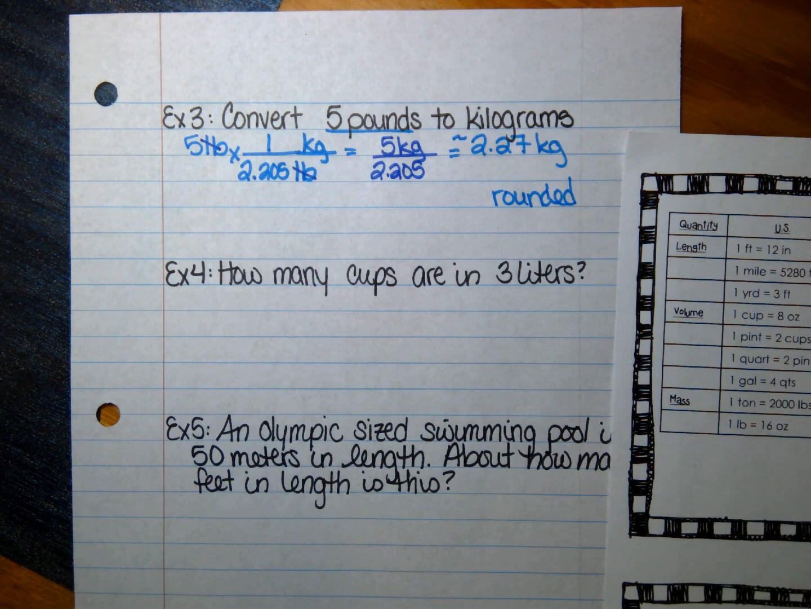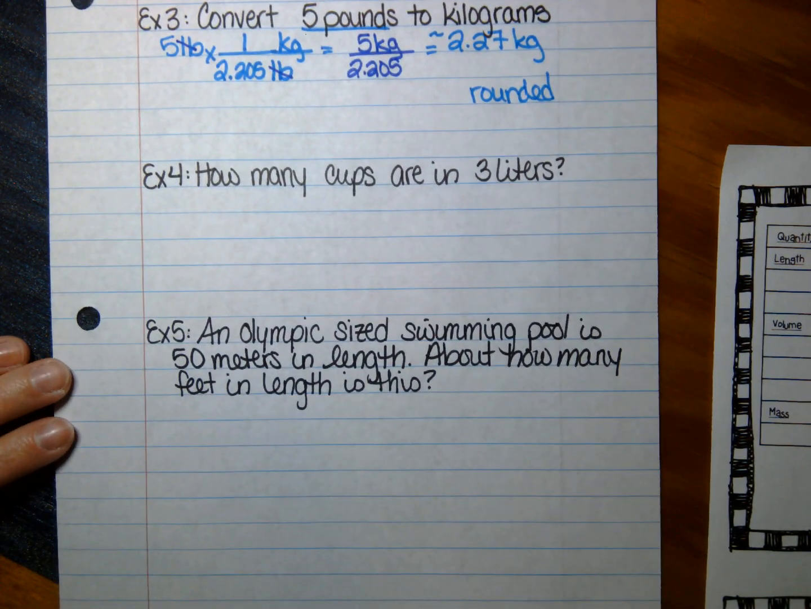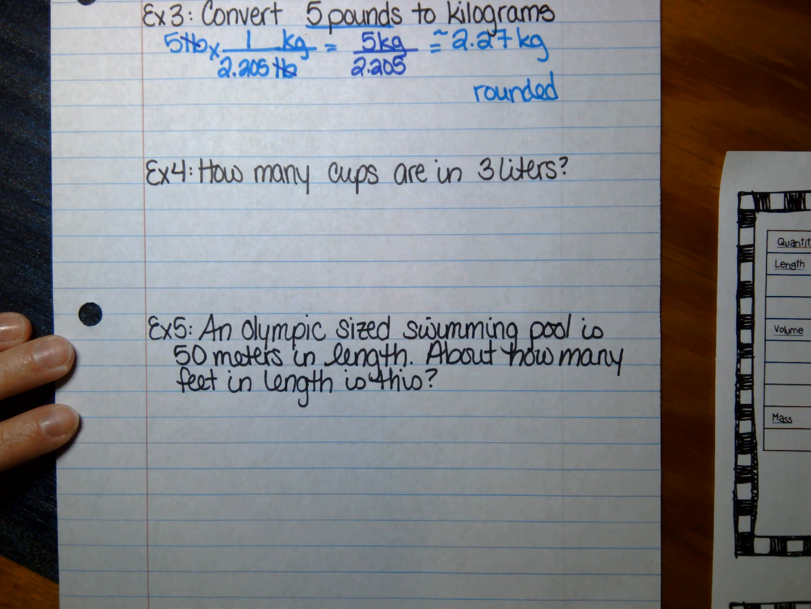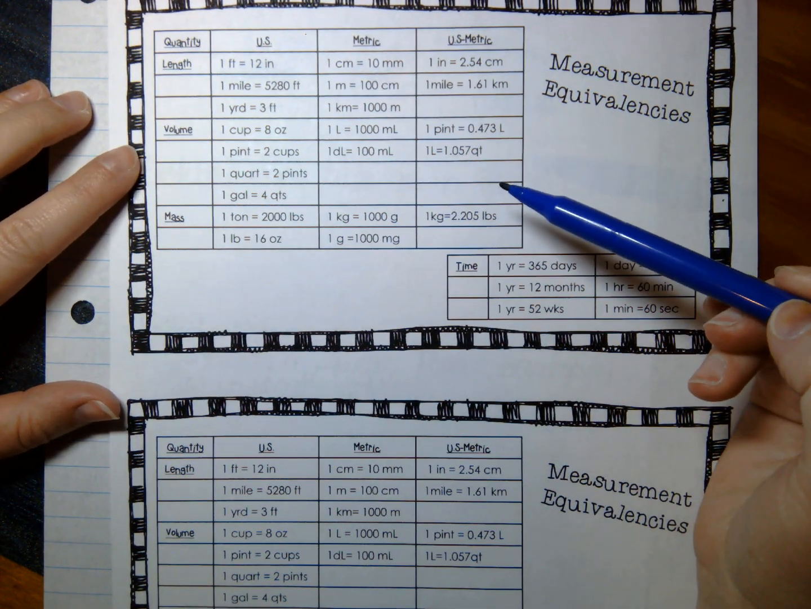So pay attention to what they're asking you to round with in your questions. If we look at example 4, it says how many cups are there in 3 liters? So for this one, that's a measure of volume. So I'm looking for cups and liters.